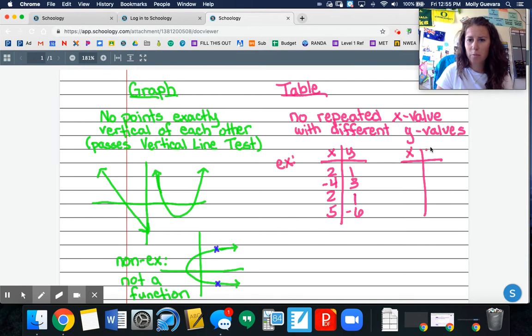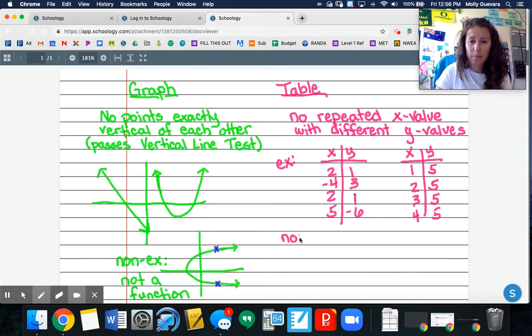Another example would be if you have like, I'm just gonna make up numbers here. In this case, I don't have any repeated x values, and that's okay. And even if I had repeated y values, let's look at this. Even if I had these as all 5s, that's okay. You can have repeating y values, you just cannot have repeating x values, okay? So those two are both examples of functions.